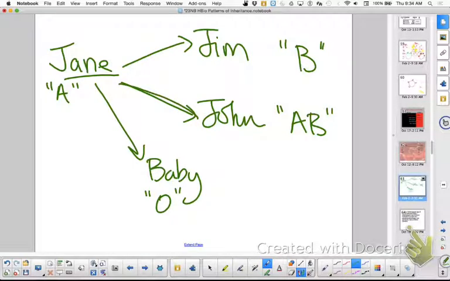Maybe the arrows need to be going this way because they contributed to Jane. Whatever works. Are they heterozygous? You have to figure that out. I want everybody's genotypes.